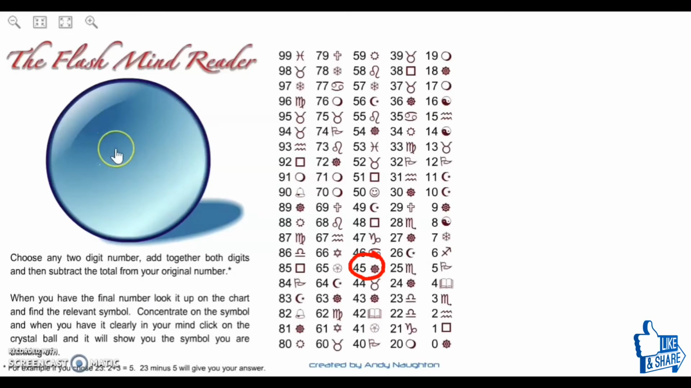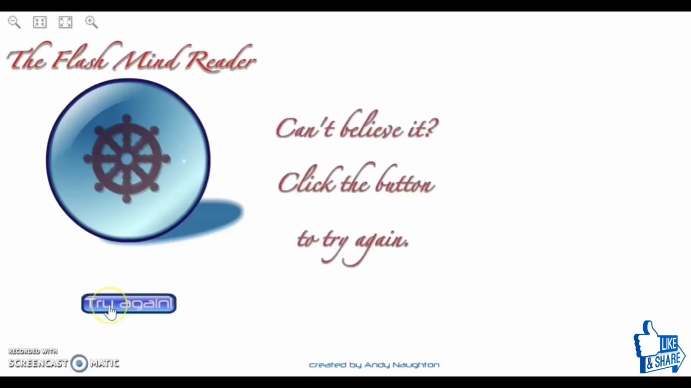Concentrate for 5 seconds. Keep that symbol in your mind. Now come to the circle. I am going to click on that circle now. See, the same symbol came.